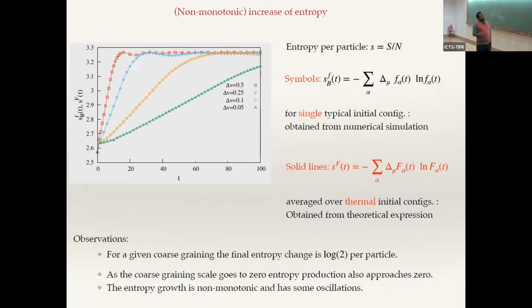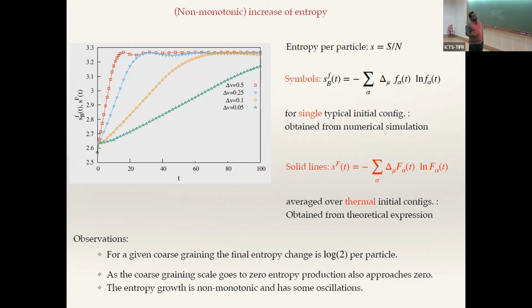So the final change per particle is log 2. Here I am plotting entropy per particle. Symbols are from single typical initial conditions. Solid lines are averages over thermal initial conditions, and they agree with each other. And we see that this growth actually depends on the coarse-graining scale.